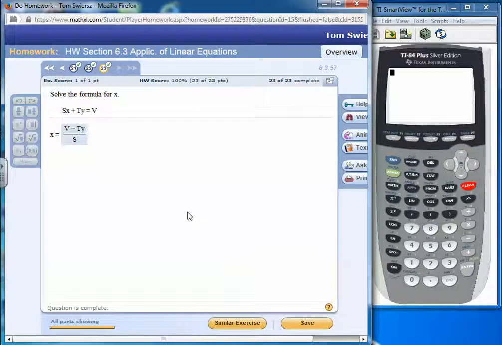Okay, we're going to stop this session here. This ends all the problems from section 6.3.